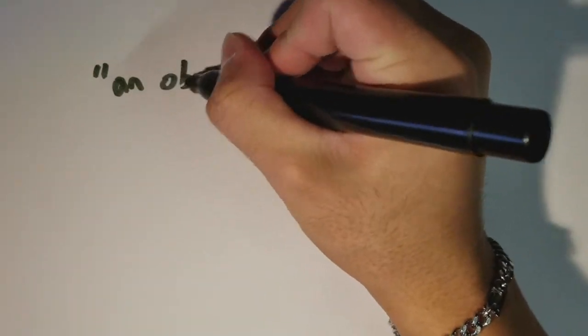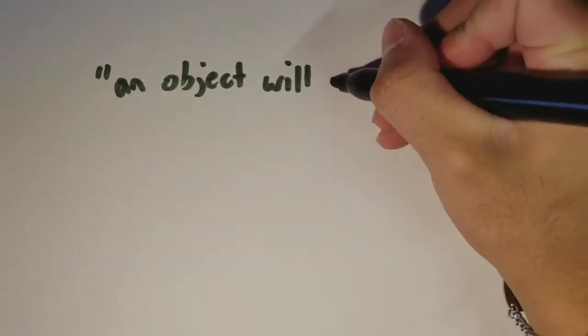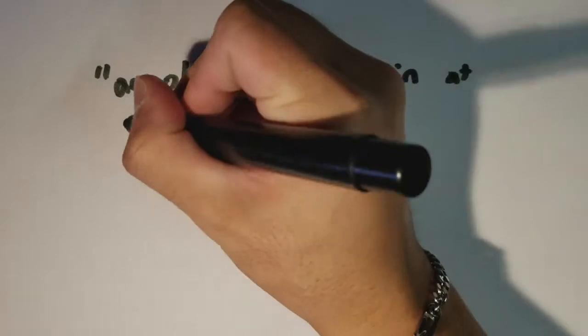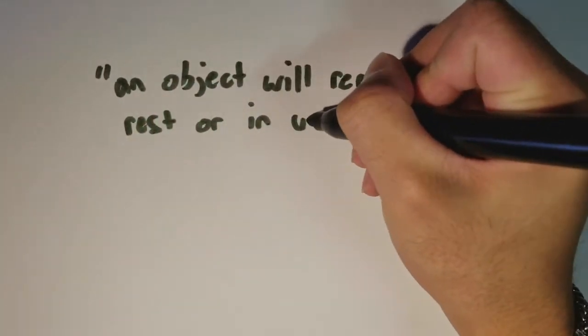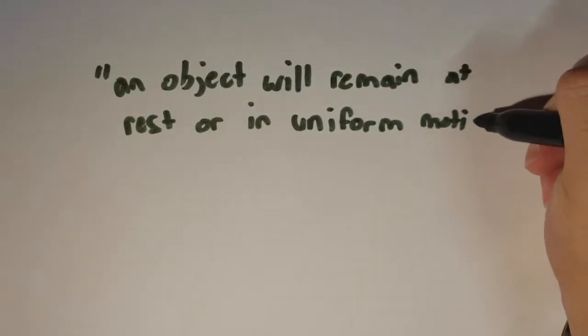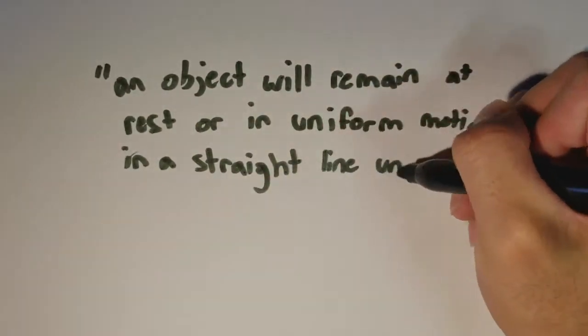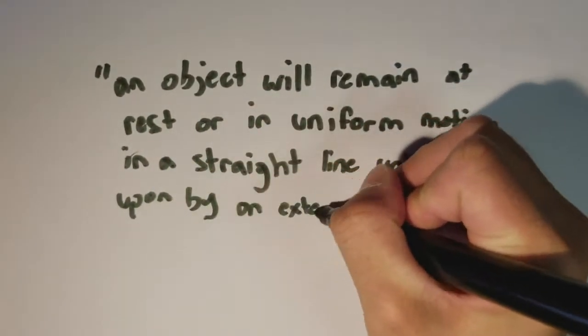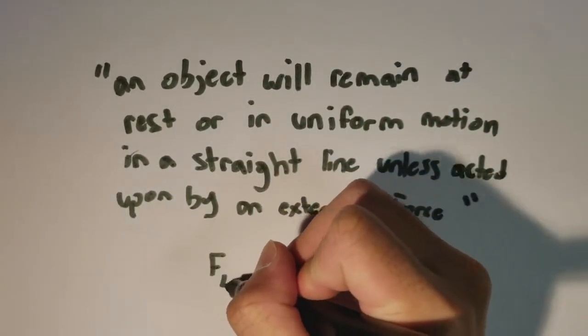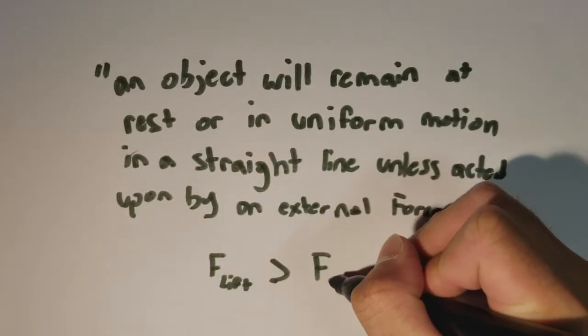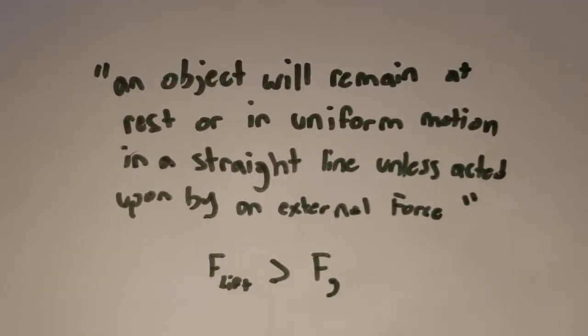First, we need to know what Newton's first law is. Newton's first law states that an object will remain at rest or in uniform motion in a straight line unless acted upon by an external force. Applying this to the aircraft, there must be a force generated that overcomes the force of gravity so that the airplane can fly. And this force is called lift.